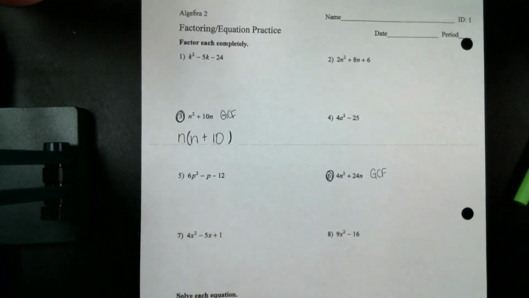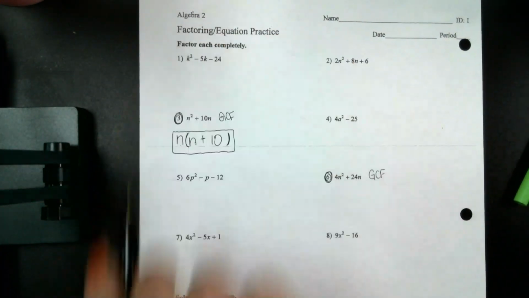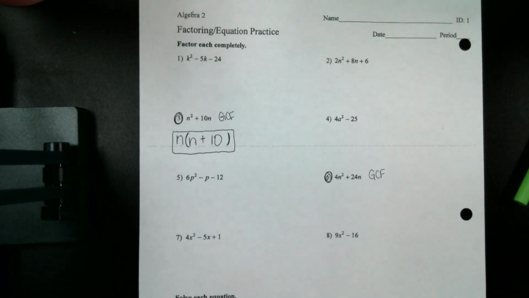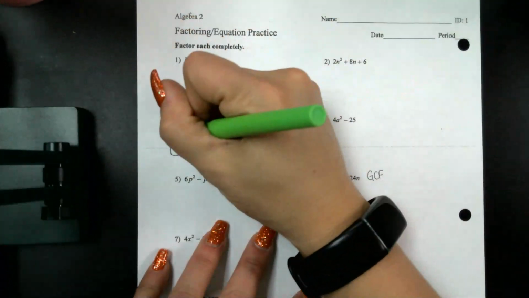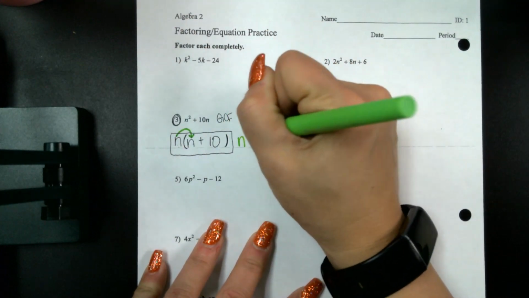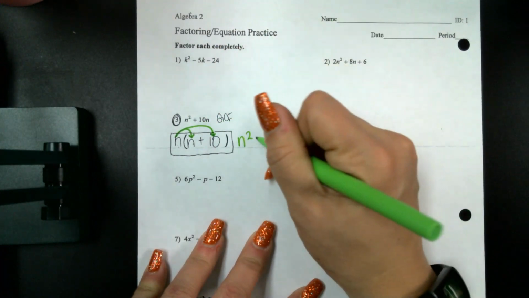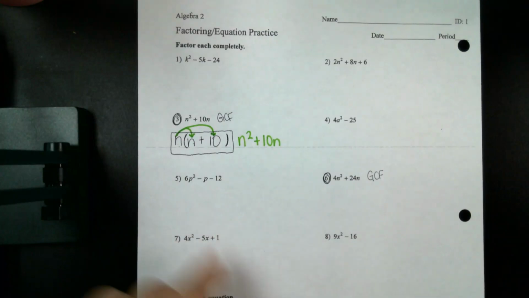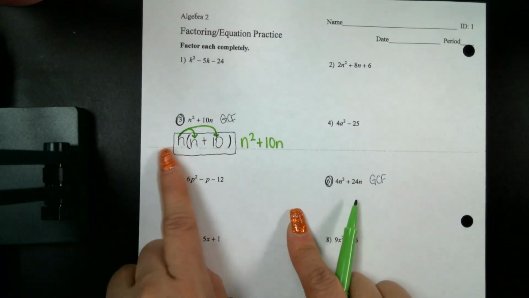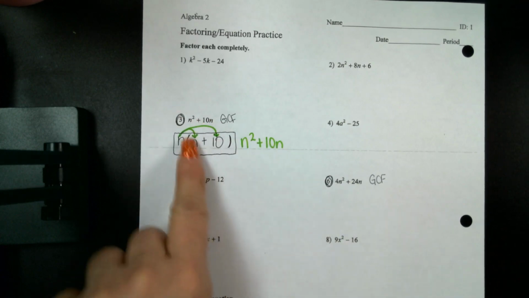That is what we call greatest common factor for factoring. Now to make sure that you did this right, this is how you check yourself. You multiply, you distribute. So you don't do this on your paper, just watch me, okay? If I take n times n, I get n squared. And if I take n times 10, you get 10n. Is that what we started with? Yes. So if you check yourself, multiply it out, and if you get the same thing you started with, you know you did it right. But this is the answer here.